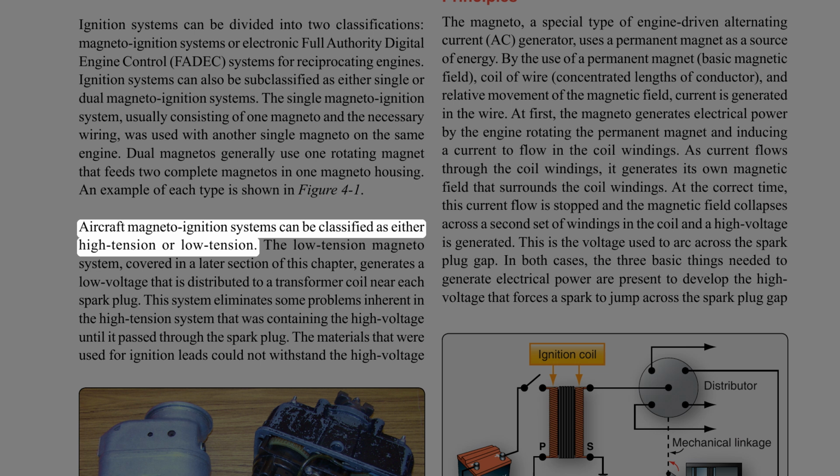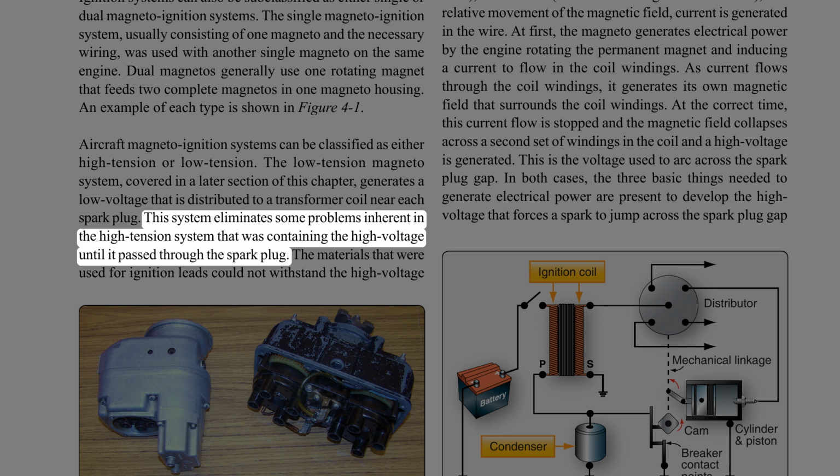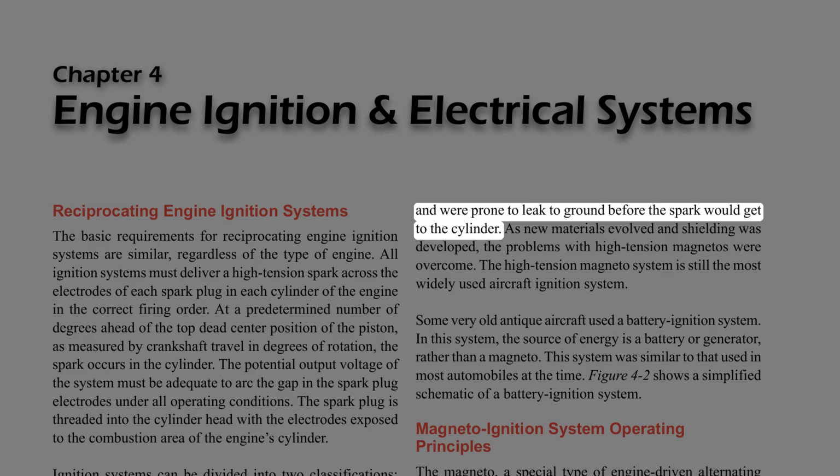Aircraft magneto-ignition systems can be classified as either high tension or low tension. The low tension magneto system, covered in a later section of this chapter, generates a low voltage that is distributed to a transformer coil near each spark plug. This system eliminates some problems inherent in the high-tension system, which contained the high voltage until it passed through the spark plug. The materials that were used for ignition leads could not withstand the high voltage, and were prone to leak to ground before the spark would get to the cylinder.